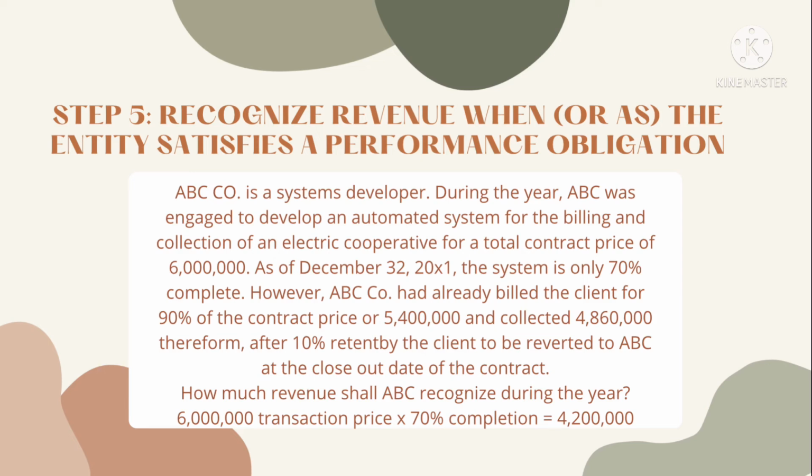ABC Co. is a systems developer. During the year, ABC was engaged to develop an automated system for the billing and collection of an electric cooperative for a total contract price of 6 million. As of December 31, 2031, okay, 2031 ulit yung ginawa ko. The system is only 70% complete.